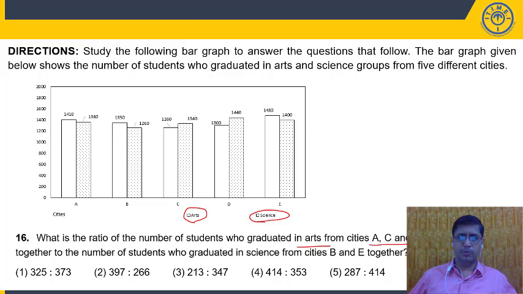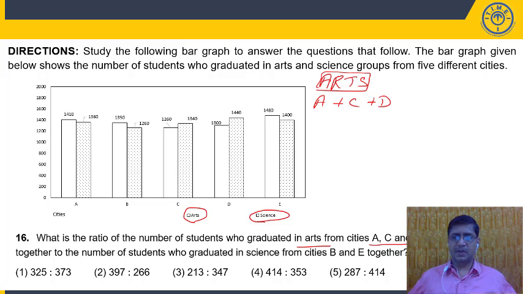Arts A, C, D, ratio to be found. So what is the group? Arts group: A, C and D. And what is the next one? Together to the number of students who graduated in science from the cities B and E together.